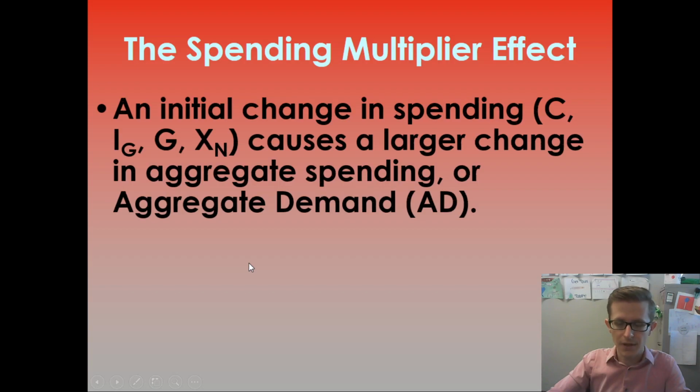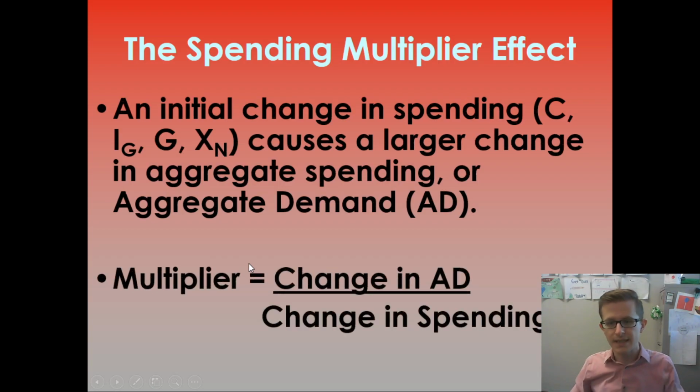So, the spending multiplier effect. This is why we need to understand what this is. An initial change in spending ends up causing a much larger change in aggregate demand than the initial change itself. Now, the two important ones for this are going to be government spending and investment spending. Primarily government spending, however, is going to be the big one with this multiplier here.